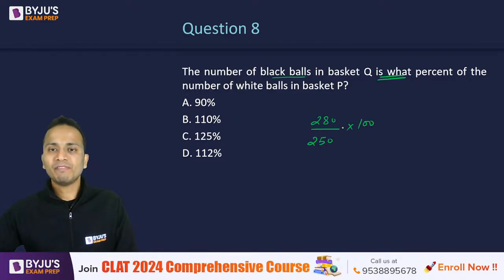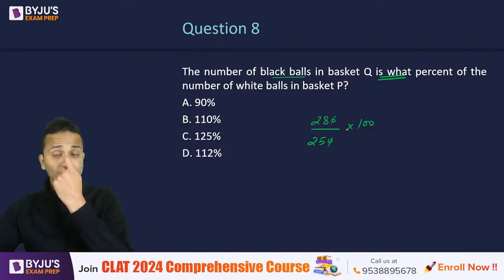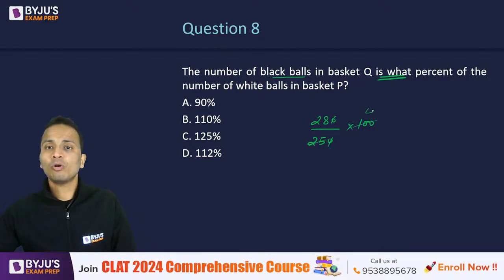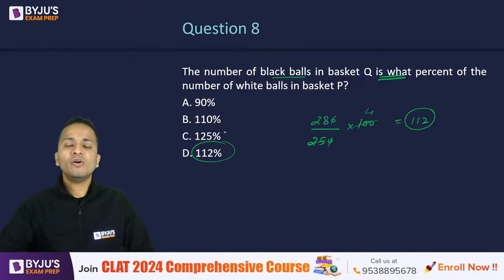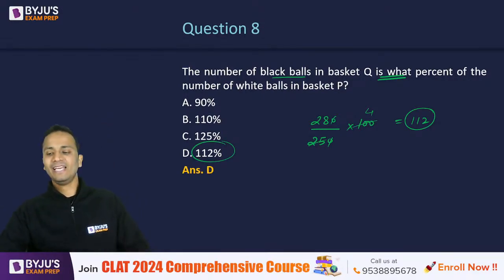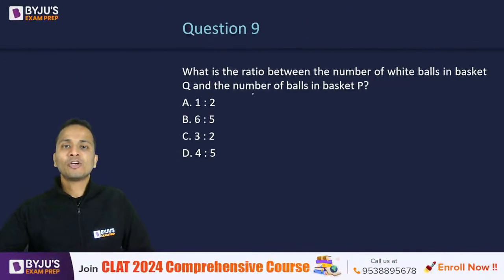Okay, अब simplify करते हैं. So 25 and this cancel out. Okay, then 4. So 28 into 4 is the 112. So 112 percentage. Option B will be the correct answer. And yes, it is. Question number 9.